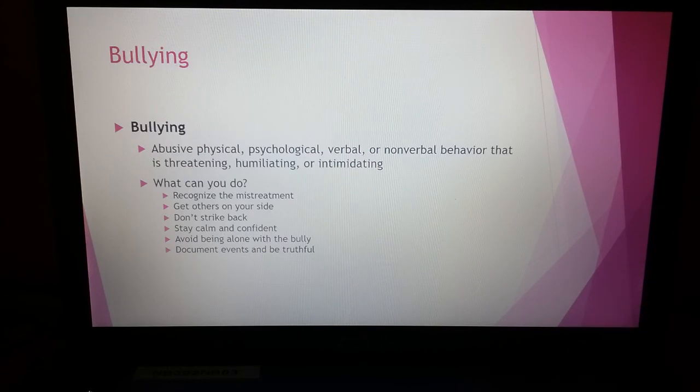Okay, bullying is any kind of abusive, physical, psychological, verbal, or nonverbal behavior that's threatening, humiliating, or intimidating. It's easy for people to bully people. There's lots of bullies out there. It's usually based on some level of jealousy or insecurity. But it's important that you hold your own and stay strong and don't react to them and don't give them the reaction that they want back.